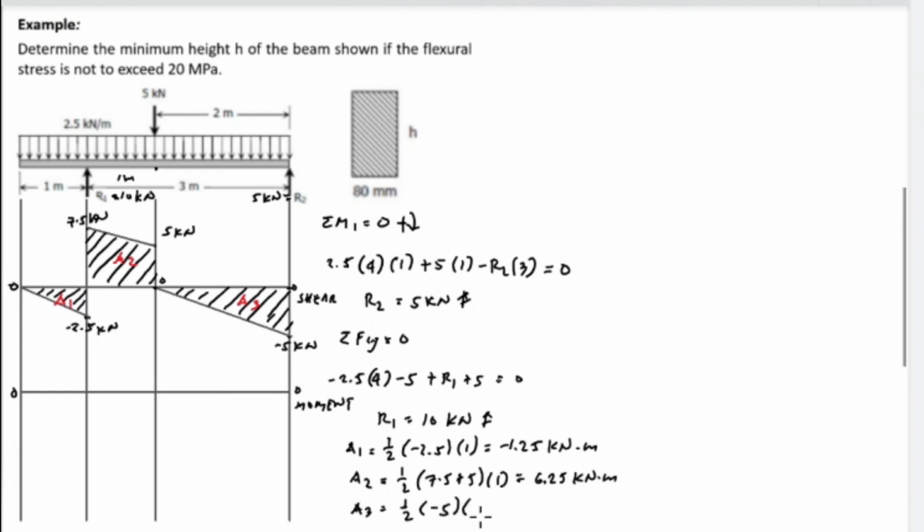And area 3, which is a triangle, so 1/2 of the height, which is negative 5, and multiplied by the distance, which is 2 meters. And the value is negative 5 times 2 is negative 10 divided by 2, or negative 5 kilonewton meter.